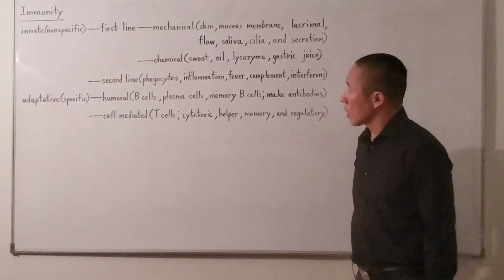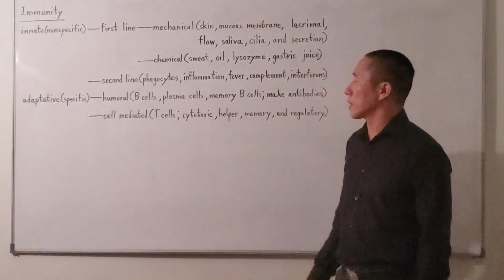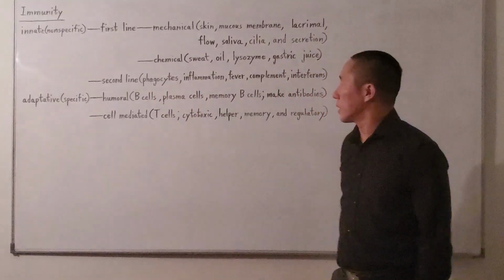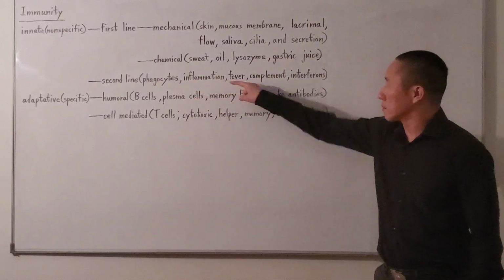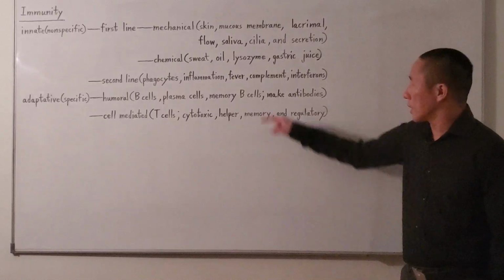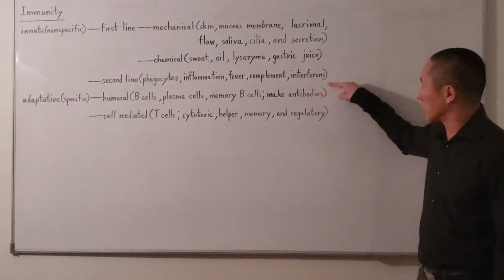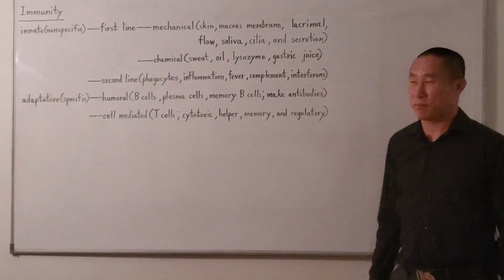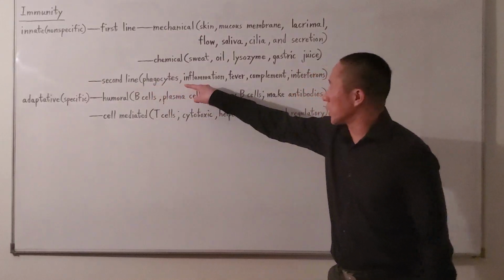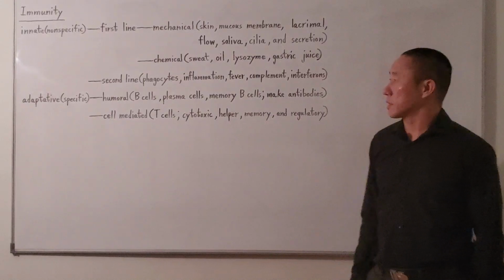Now, for the second line innate immunity, examples are phagocytes, inflammation, fever, complements, interferons, and many other things. Now, phagocytes have the ability to eat, for example, bacteria and break down bacteria.